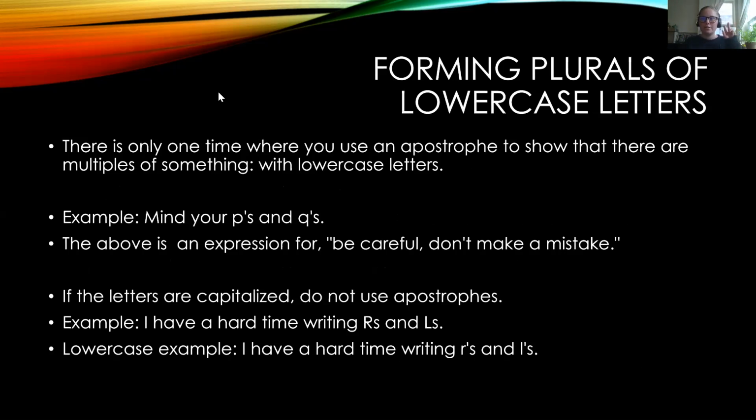So we're on to the third usage. I know, we're getting there. We're almost there. We're on the third usage, the final usage of plurals of lowercase letters. There is only one time that you use an apostrophe to show that there are multiples of something. If something is plural, like we've talked about before, the apostrophe will change places, so it can be a signal, but it doesn't make something plural. That's the adding an S or having a different conjugation, like child to children.